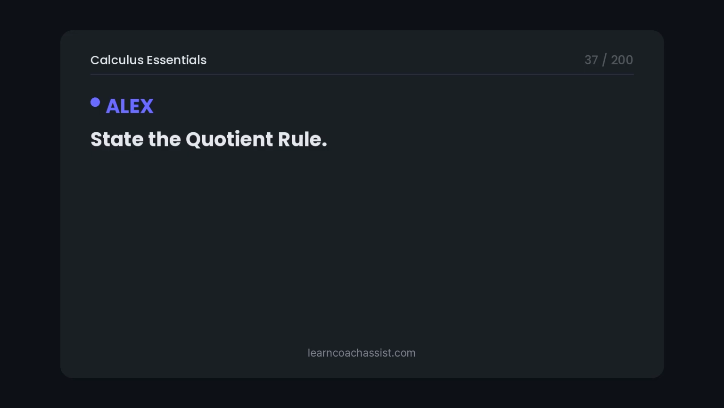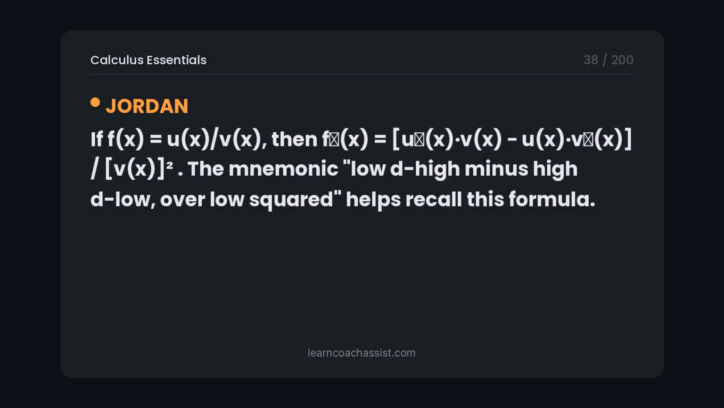State the quotient rule. If f(x) equals u(x)/v(x), then f'(x) equals u'(x)v(x) minus u(x)v'(x), all over v(x) squared. The mnemonic "low d high minus high d low over low squared" helps recall this formula.